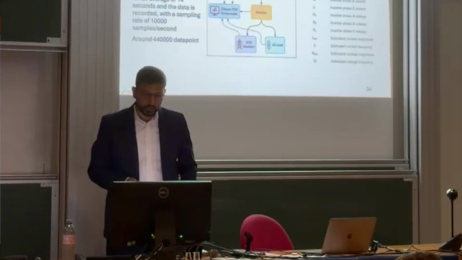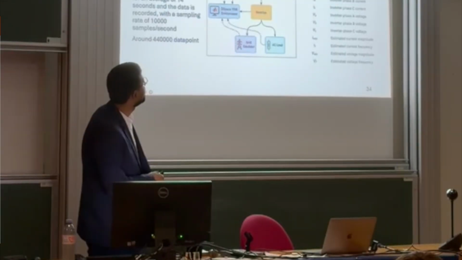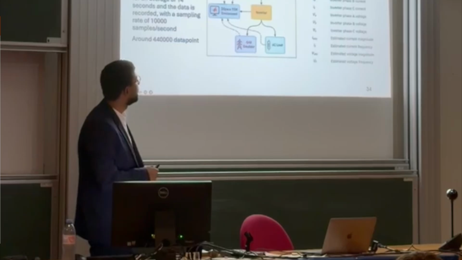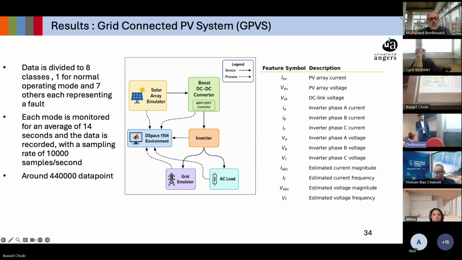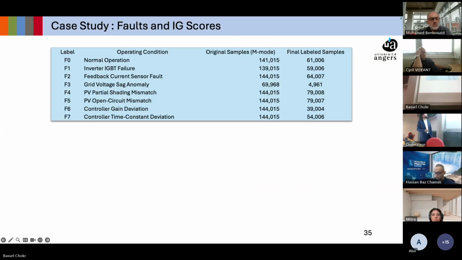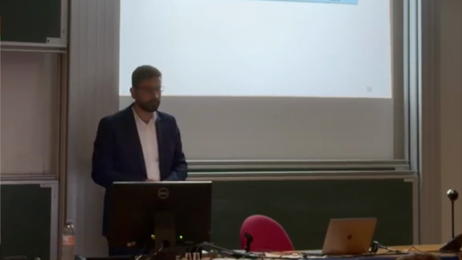Here we see the different features. They are mostly electrical variables from the system, electrical signals. And here we see how the data is organized. What is the data set? We have F0 to F7, F0 as in the normal operation mode, and then we have, for example, F1 a failure in the inverter, F3 grid voltage sag anomaly, and for example, F4 the partial shading mismatch.